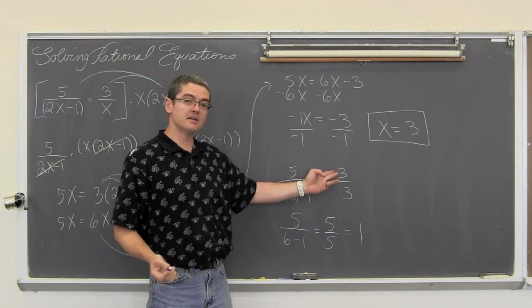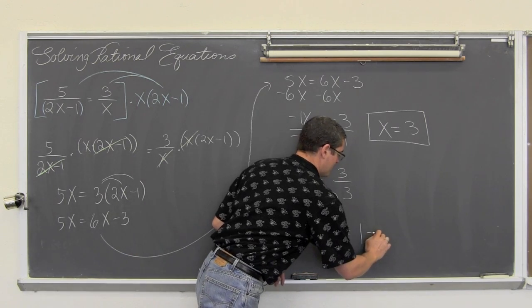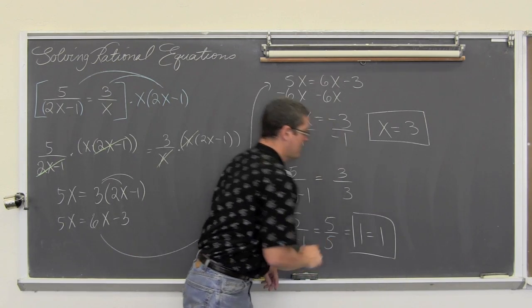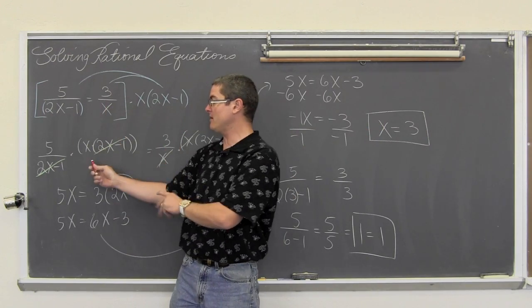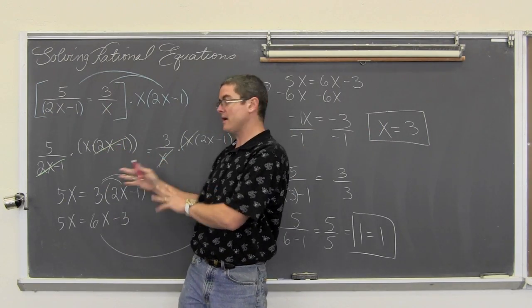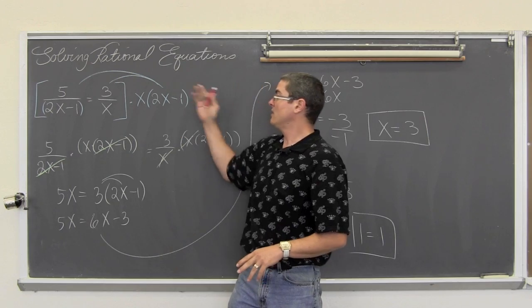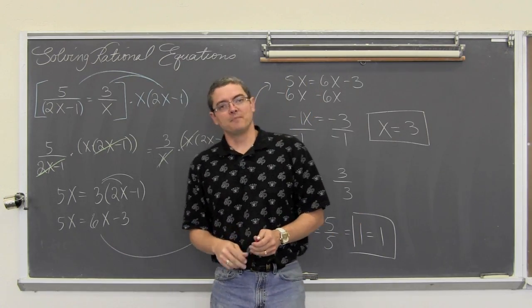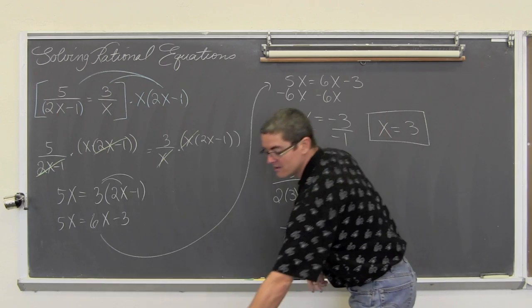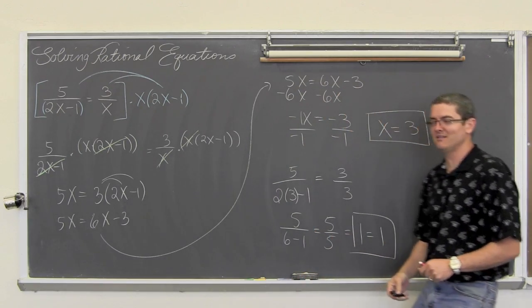And our left-hand side is 3 divided by 3, which is also equal to 1. So we've gone ahead and plugged our solution into the original problem, not the one that you got after multiplying everything by your lowest common denominator, and made sure it actually does work. So ours does. Let's get on to the next example, shall we?